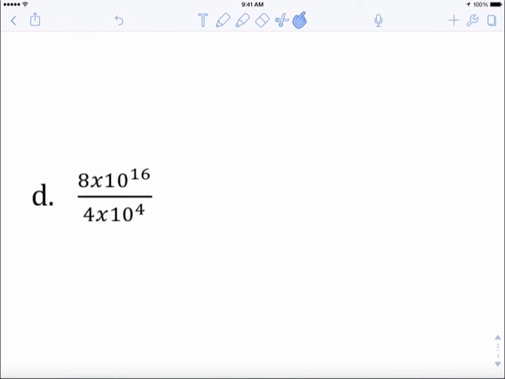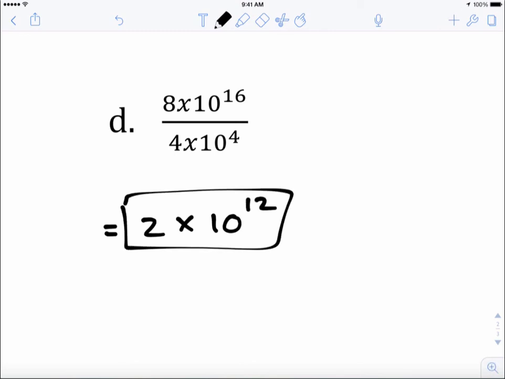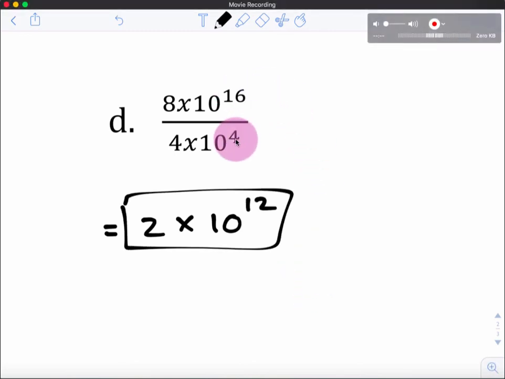Okay, looking at question D, if you will, I hope this was no problem. We end up with 2 times 10 to the 12th power. Just be careful. Don't be tempted to do 16 divided by 4. Careful, careful. That's why I put it there. 2 times 10 to the 12th power.